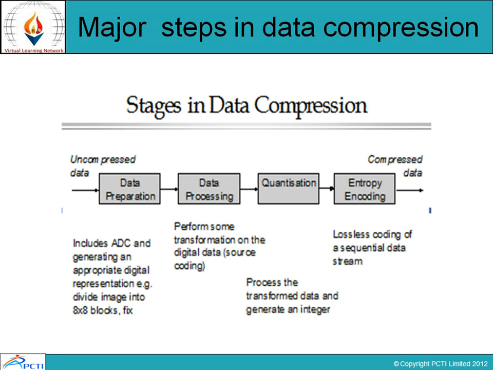Data processing is actually the first step of the compression process, because it makes use of sophisticated algorithms for compression. A transformation from the time to the frequency domain can be performed using DCT. DCT is discrete cosine transformation.